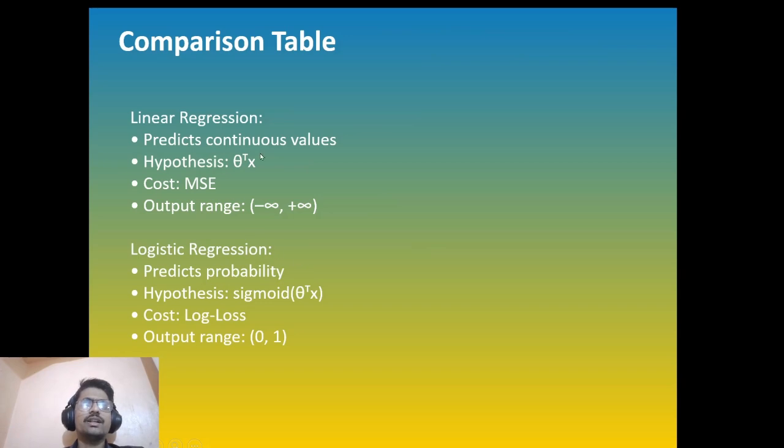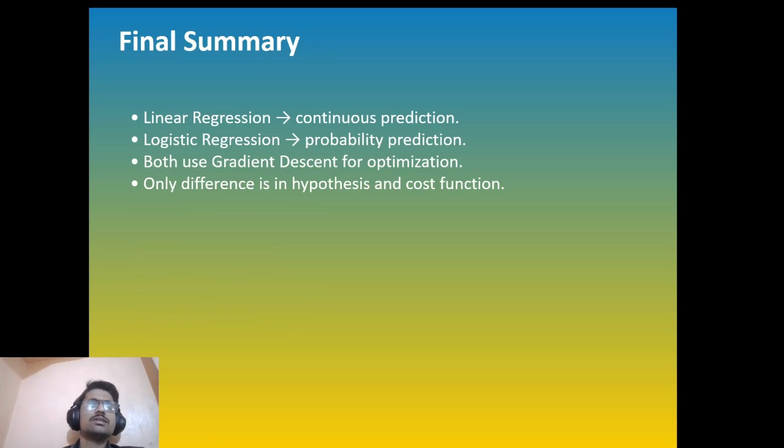Comparison table. Linear regression predicts a continuous value, hypothesis theta transpose x, cost MSE, output range minus infinity to plus infinity. Logistic regression predicts probability, hypothesis sigmoid of theta transpose x, cost log loss, output range 0 to 1. So, final summary: linear regression, continuous prediction; logistic regression, probability prediction. Both use gradient descent for optimization. The only difference is in the hypothesis and cost function. Thank you.